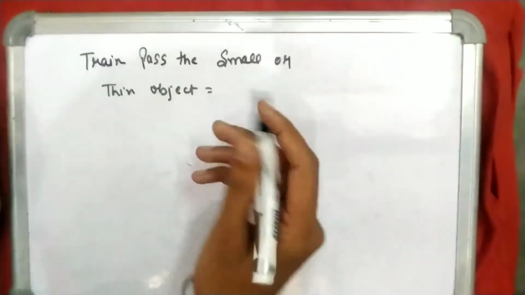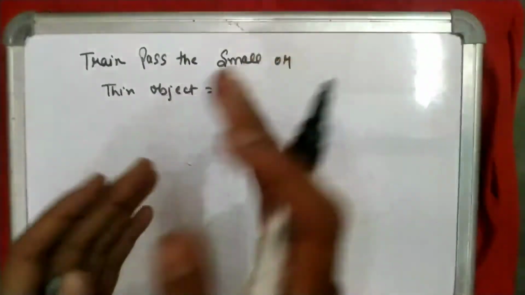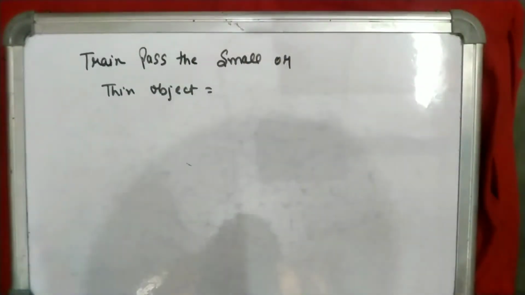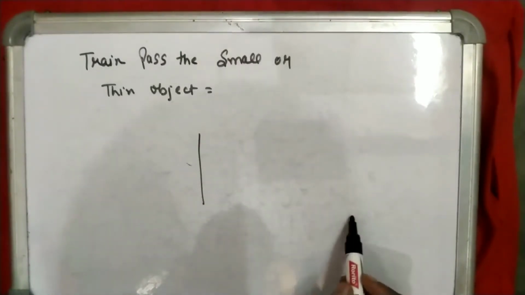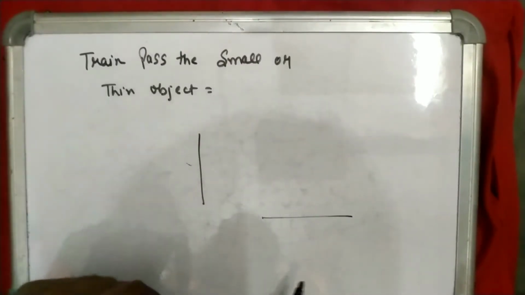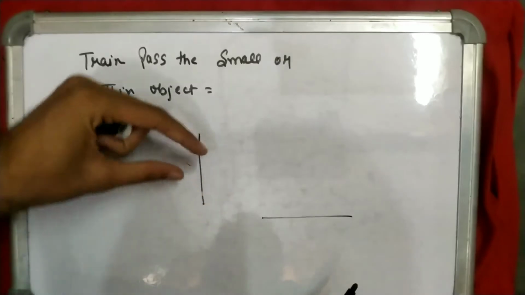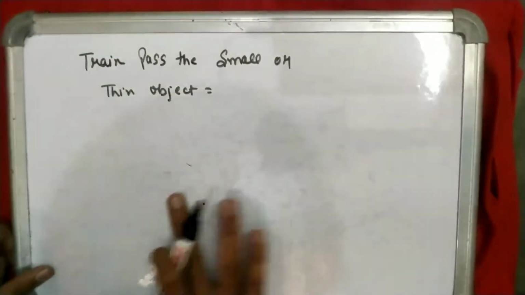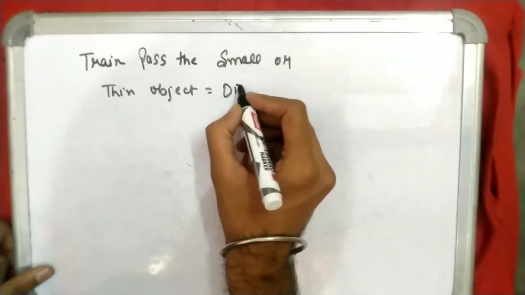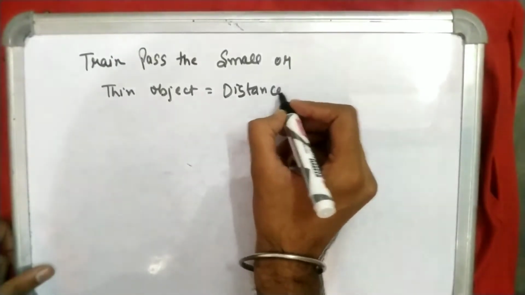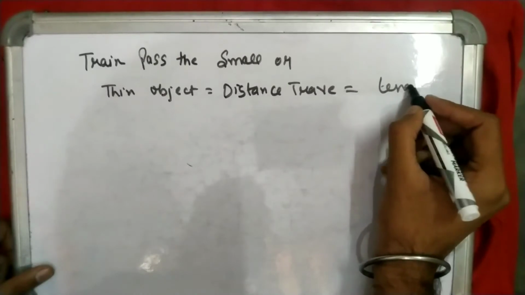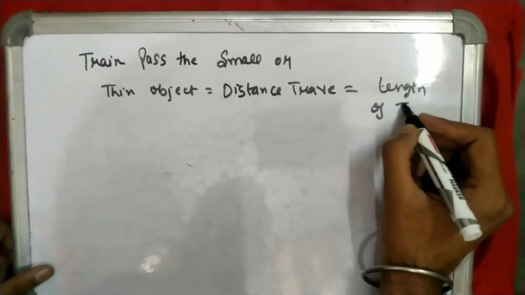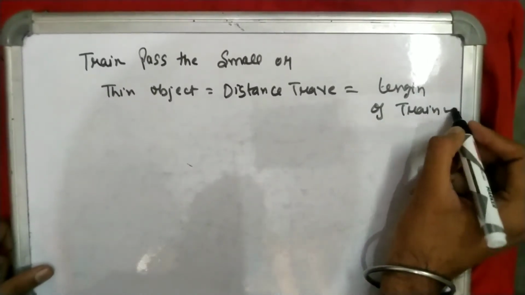I mean to say, as compared to the train, when we see a pole, this is a pole and it is a train. Now as compared to the train, the pole is very thin. So the distance traveled by the train is equal to the length of the train.